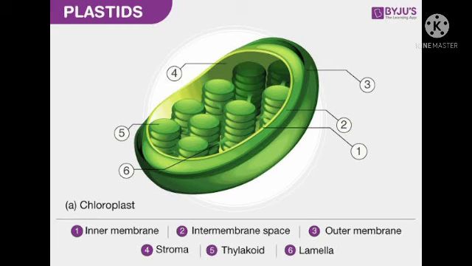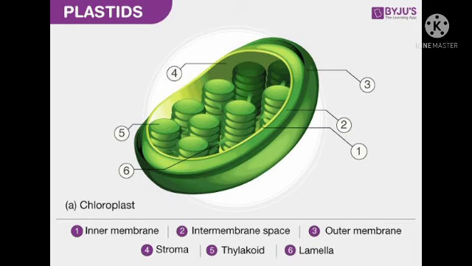There are different types of plastids: chloroplast, chromoplast. The plastids which consist of green pigment, called chlorophyll, are called chloroplasts, and they give green color to the plant. Where is the green colored part of the plant present? It is in leaves and stem. You can see the green color part. So chloroplast gives that green color to the plant.